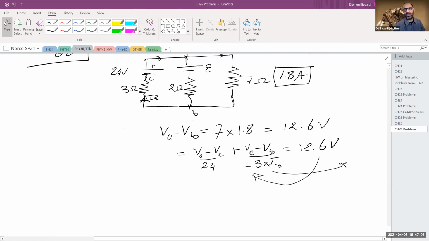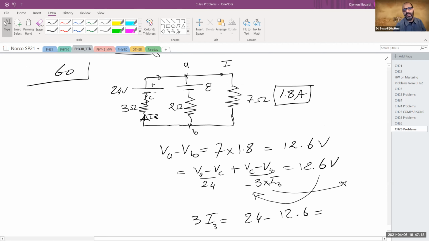And now I'm going to find the current through I3. So 3I3 is going to be 24 minus 12.6. And this is clearly going to be a positive current. That means the way I chose I3 makes sense.